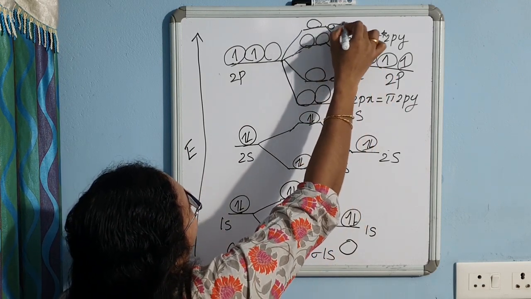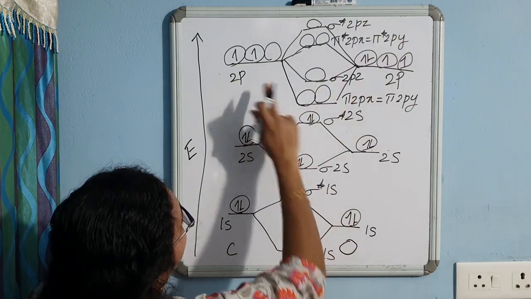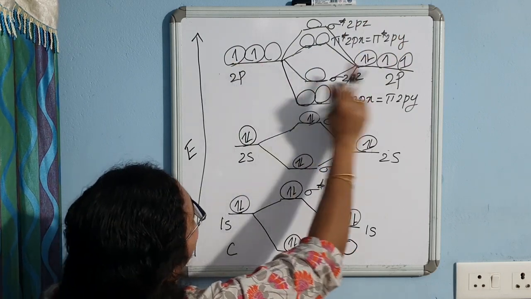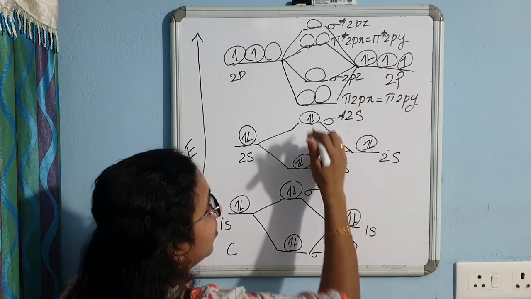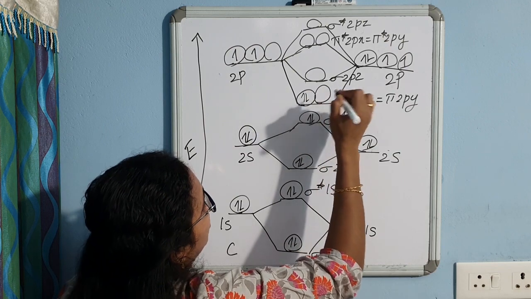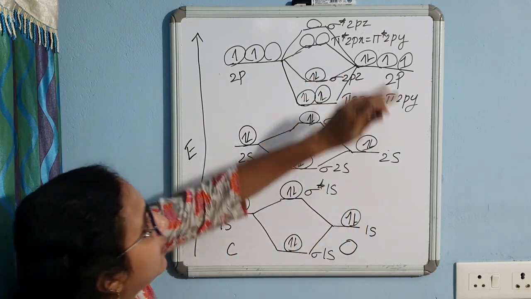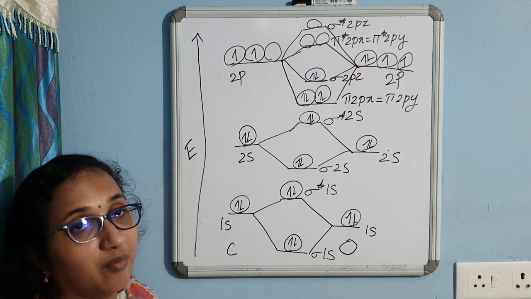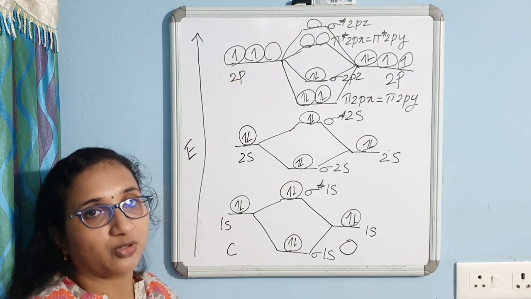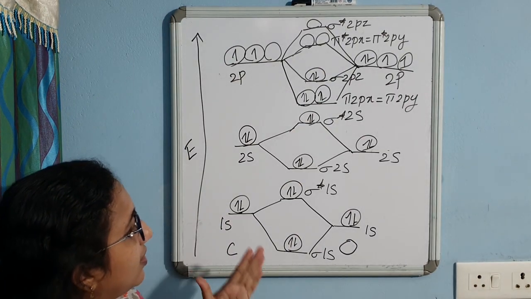And finally sigma star 2pz. So for the electron filling, we know 2 plus 4, 6 electrons are there, and we know the MO configuration also. We have pi 2px2, pi 2py2 and sigma 2pz2. The anti-bonding from 2p remains vacant. So this is the MO diagram for the carbon monoxide molecule.